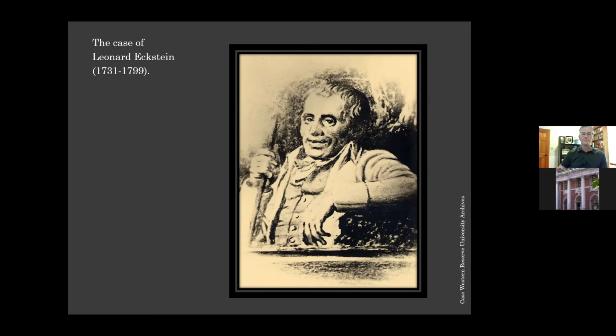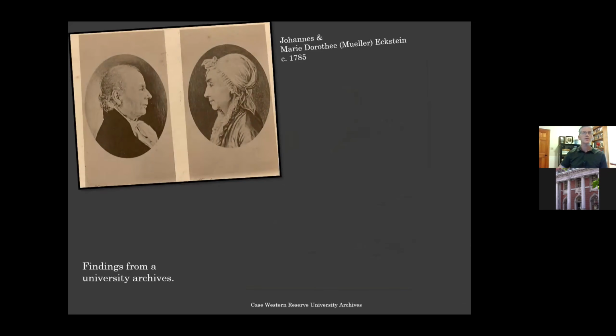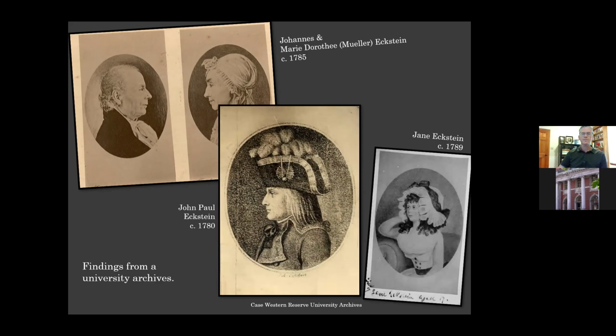And so the university archives also came across these. And so that's Johannes Eckstein and his wife. Johannes was indeed in the court of Frederick the Great of Prussia. And after Frederick the Great died, he did come to Philadelphia also. And so these were some other family members that were in this collection. And so it was really fun to be able to find these.